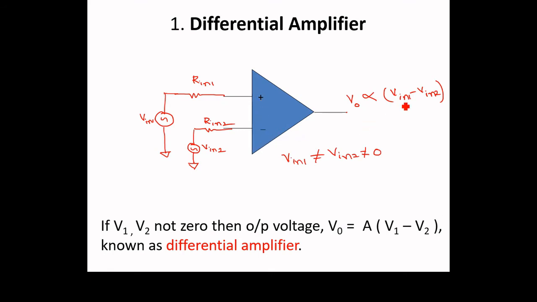We have to apply both voltages to the non-inverting and inverting terminal. As the output is proportional to the difference between the input voltages that we are applying, that is why it is called differential amplifier. The output is proportional to the difference between the two input voltages.